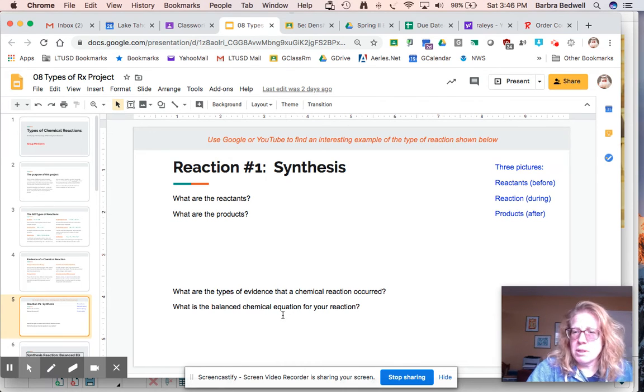So you may have to do some work to figure that out. Don't pick reactions that just look cool that you can't find any background information on. It'll just make your life harder. So again, find some information, go down the Google rabbit hole and find some cool stuff.